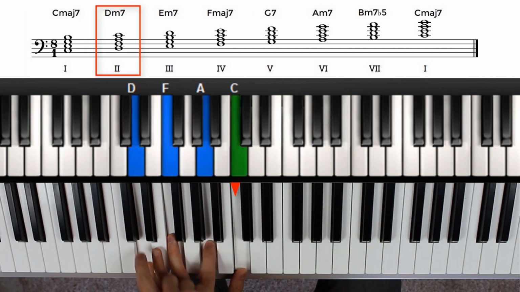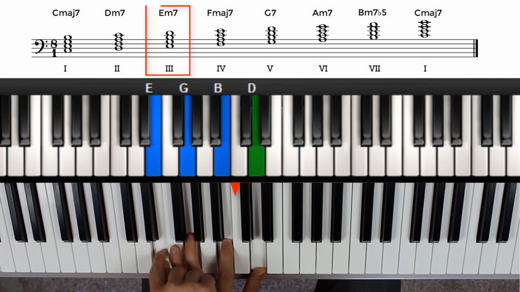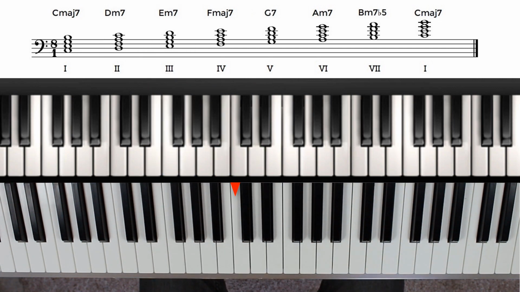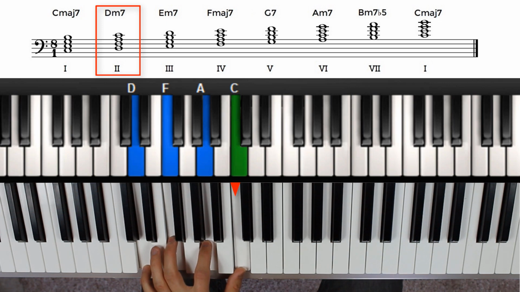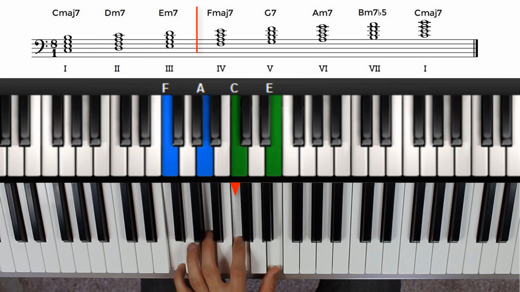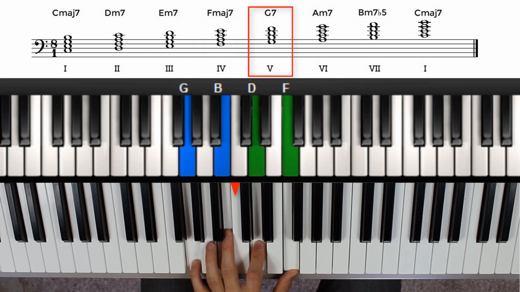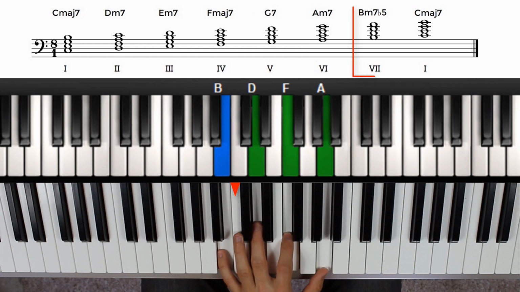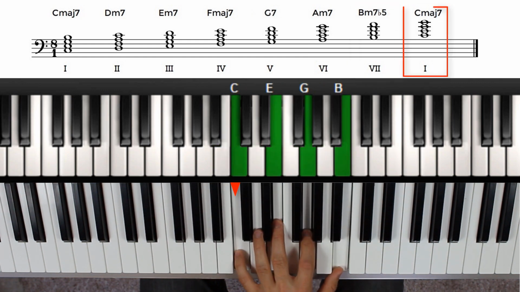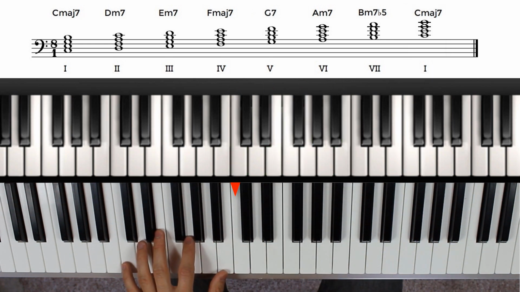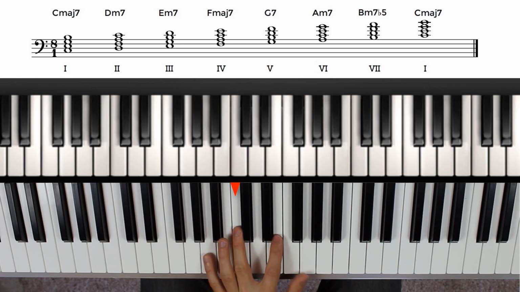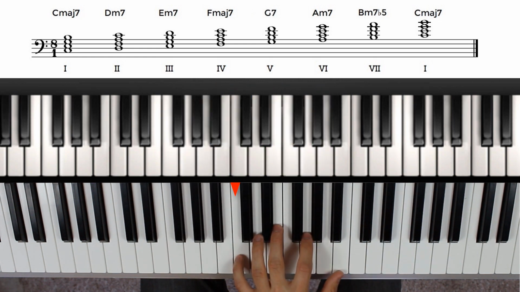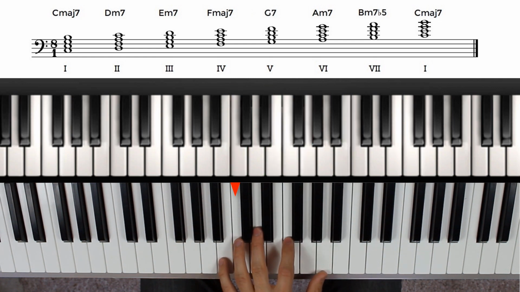Can move the same pattern up. 5 on the D now. 5 on E. Okay, so have a go at going up those 7 chords, but with your left hand. So that's the C major 7, the D minor 7, E minor 7, F major 7, G7, A minor 7, B7 flat 5, and then up to the C major 7 on top. And again, with the numbers or the degrees of the scale, 1, 2, 3, 4, 5, 6, 7, and then 1. And you can go back down as well.